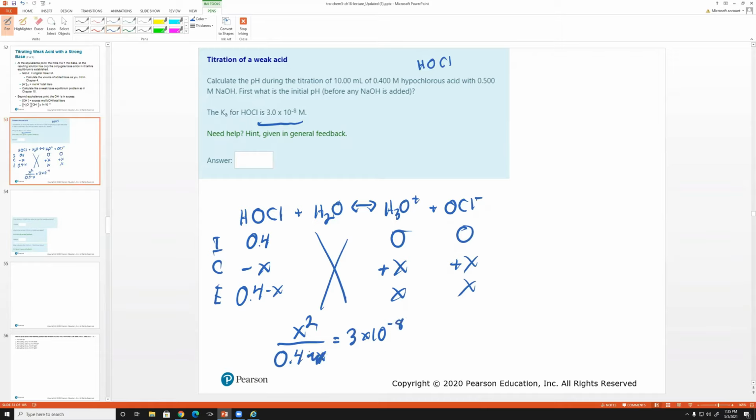X is negligible because it's so small, and we can do multiplication. So X squared is going to equal 0.4 times 3 times 10 to the negative 8. And then the square root of that answer. So can anyone solve for X for me? I'm going to need your help on this one. I want to be neat on the slides, so I'm going to need your help to give me the numerical answer. Work through this with me.